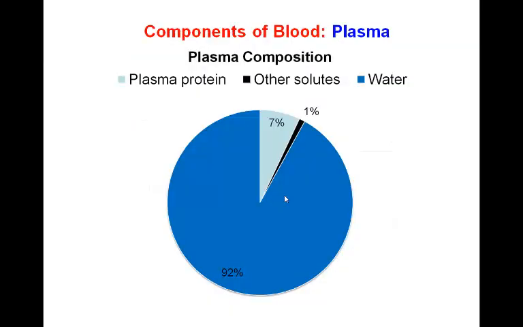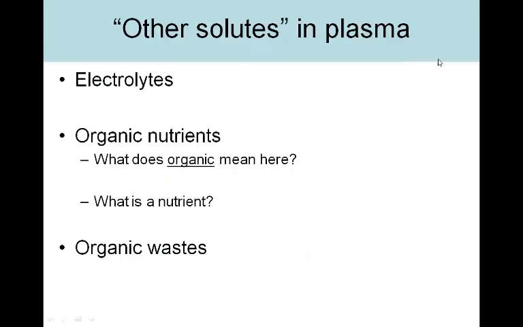So what we're going to do right now is take a look at blood plasma, that 55%. The majority of blood is plasma, okay? And when we look at plasma, we can see that most of plasma, 92% of plasma, is water. But we do have a small sliver of plasma proteins, about 7%, and then something that we call other solutes at 1%. So we're going to start off by talking about those other solutes in plasma.